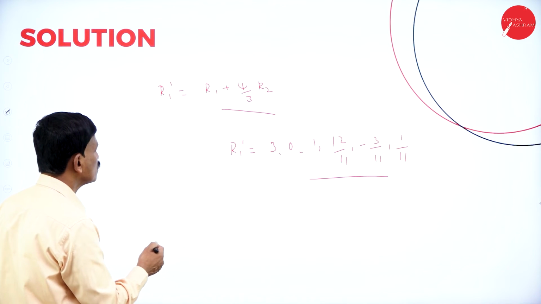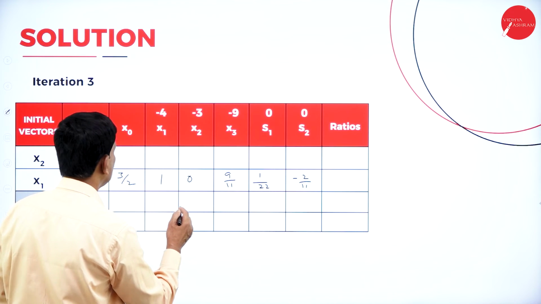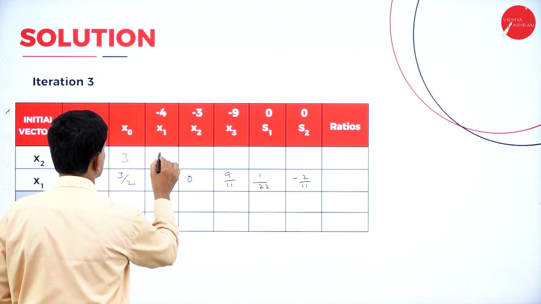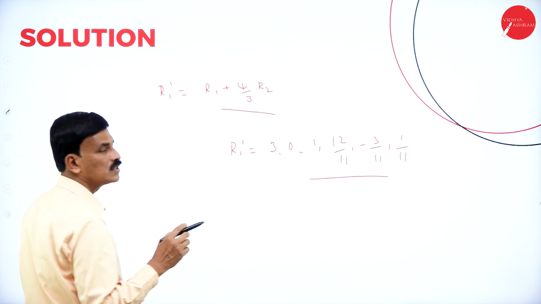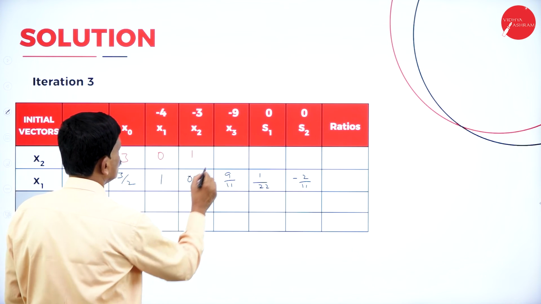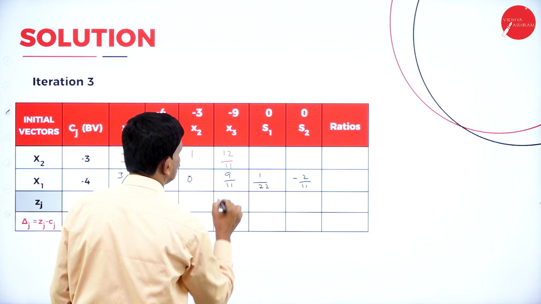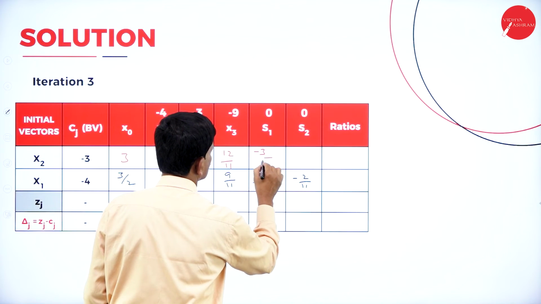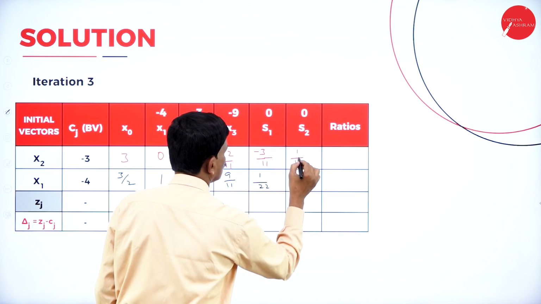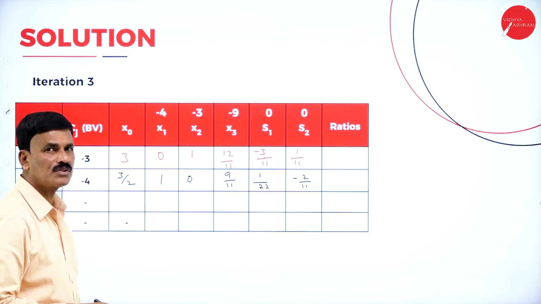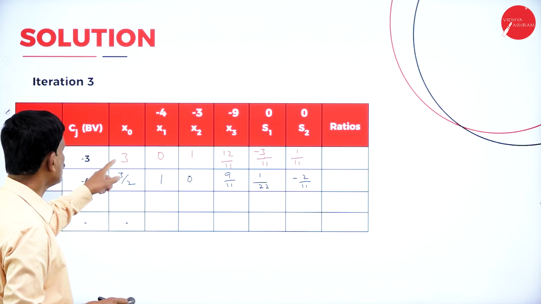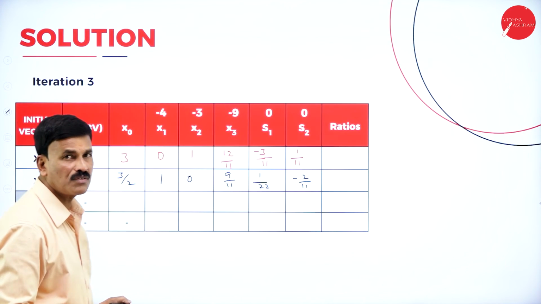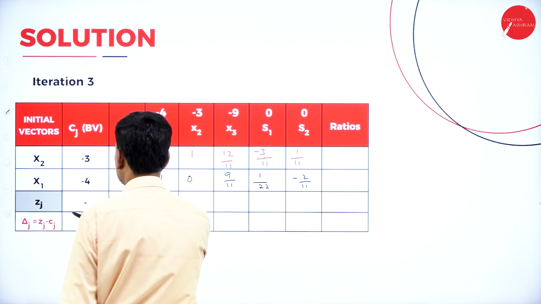So, I will substitute these values here. 3, 0, 1, again 12 by 11, minus 3 by 11 and 1 by 11. So, these are the values. See, so this is R2 dash and R1 dash, R1 and R2. Now, as usual, find out the values of Zj.